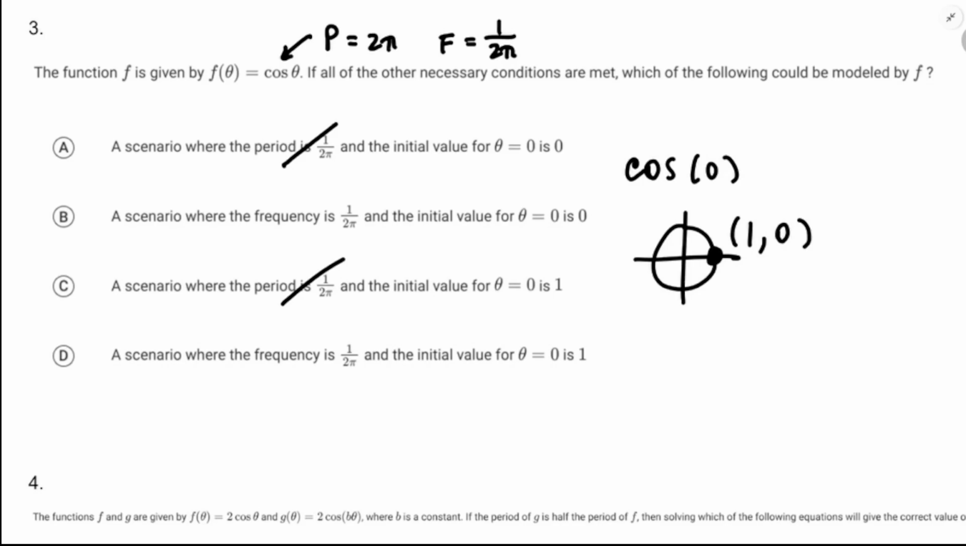Cosine is the x-coordinate, so theta equals 0 corresponds to f of 0 equals 1. And so that's going to be a scenario where the frequency is 1 over 2 pi, and the initial value for theta equals 0 is going to be output value 1.